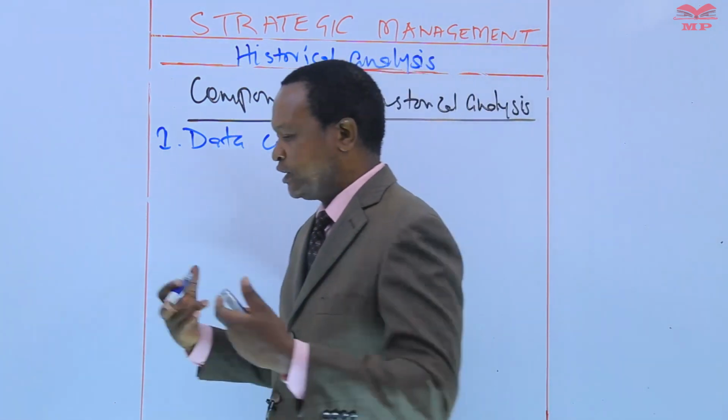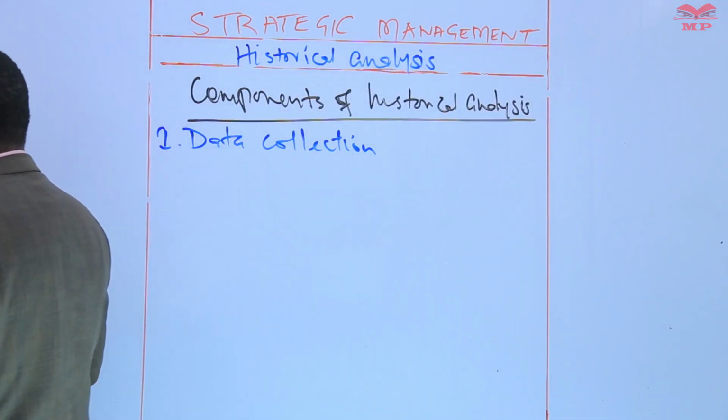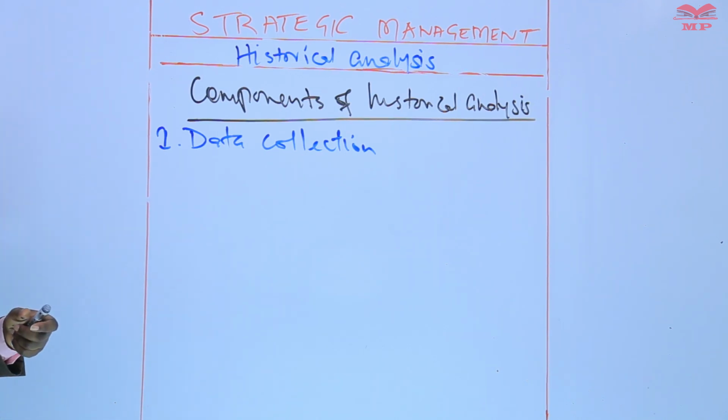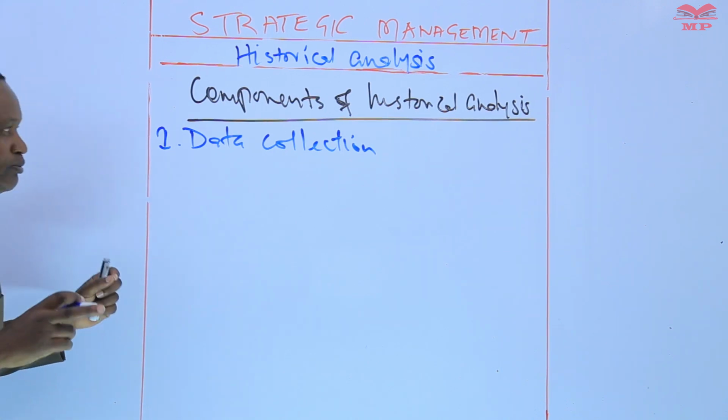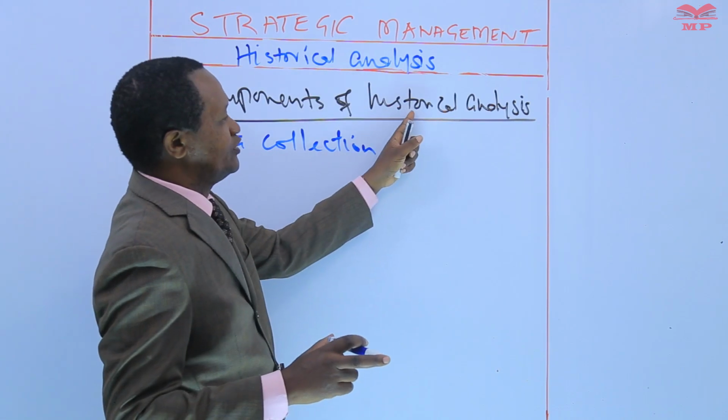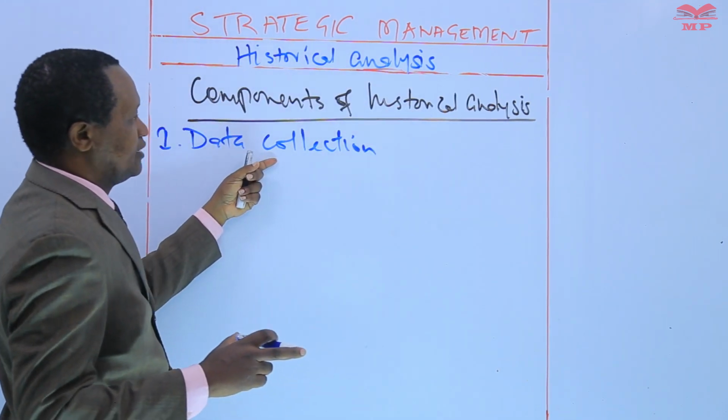That is data collection. And I've identified some of the sources of data for an organization. We talked about gathering a wide range of sources, internal documents, external documents from competitors, from publications, and so on. That's the first component of historical analysis. You cannot analyze history without data.